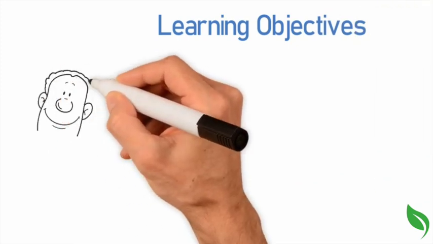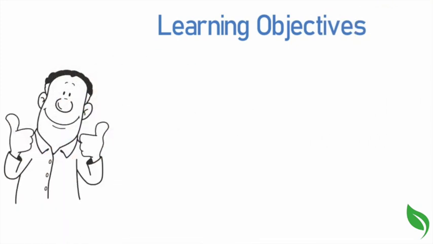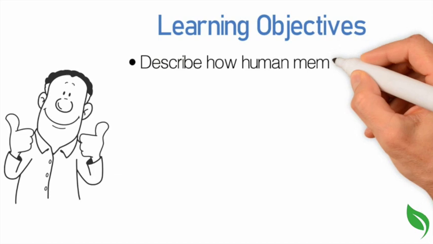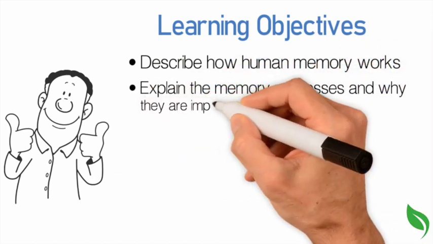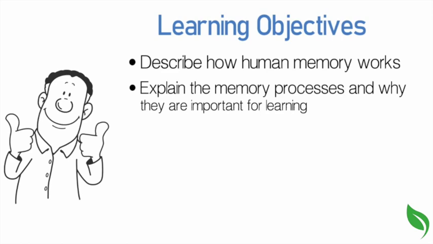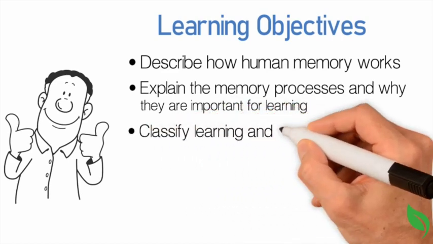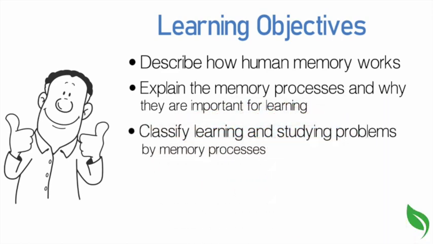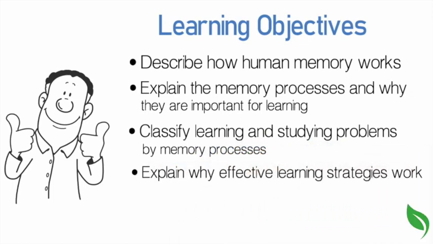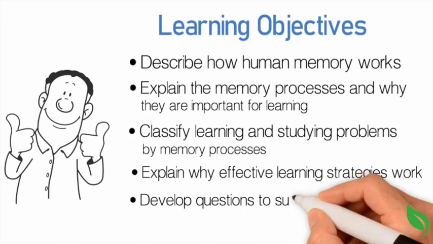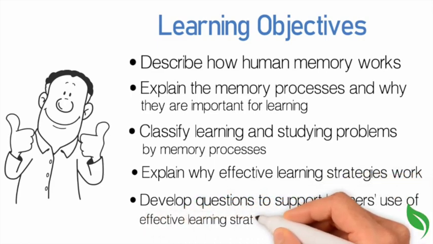Learning objectives. After this subsection, you will be able to describe how human memory works. Explain the memory processes and why they are important for learning. Classify learning and studying problems by memory processes. Explain why effective learning strategies work and develop questions to support learners' use of effective learning strategies.